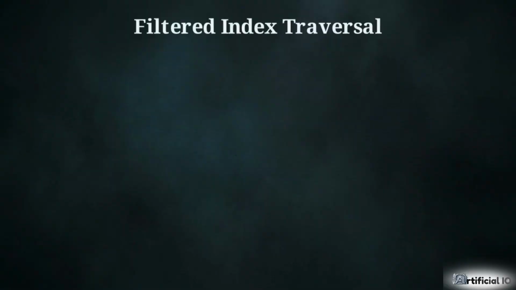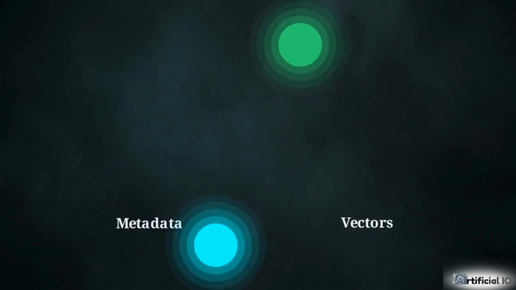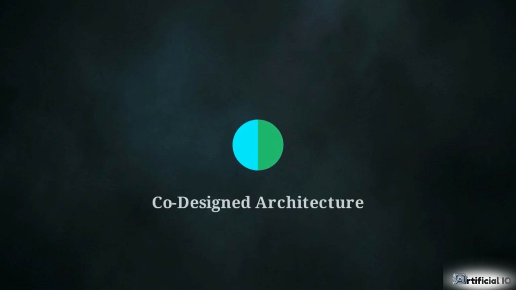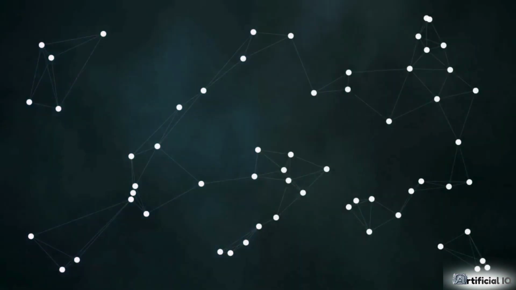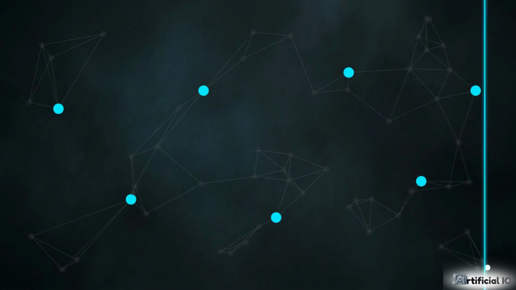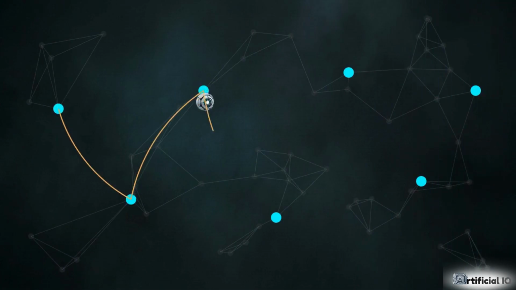Qdrant tackles the problem through filtered index traversal. Instead of keeping the metadata and vector indexes isolated, they were co-designed to communicate. In this diagram, you can see how that communication pays off. The system evaluates the metadata filters first, instantly mapping which nodes are valid. During the actual search, the query intelligently skips over the inactive nodes, plotting a highly efficient route through the exact data you need.